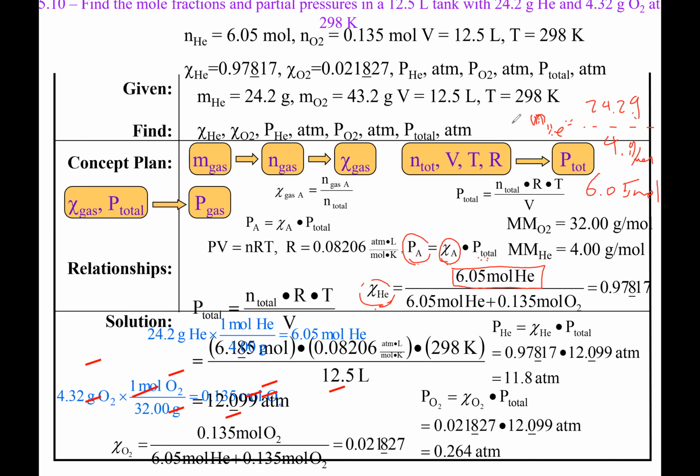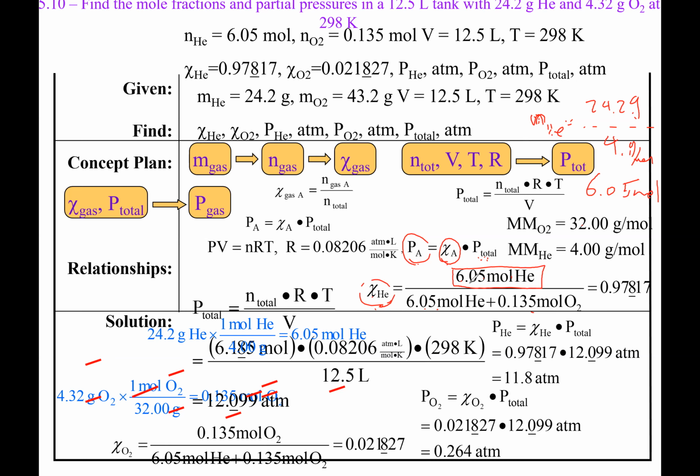As long as you know how the number of moles is calculated for each one. For the mole fraction of helium, we have the moles of helium divided by the total number of moles, which is moles of helium plus moles of oxygen. So we have a mixture of two gases. The moles of oxygen is 4.32 grams divided by 32, and that's where we're getting this number for the moles of oxygen.